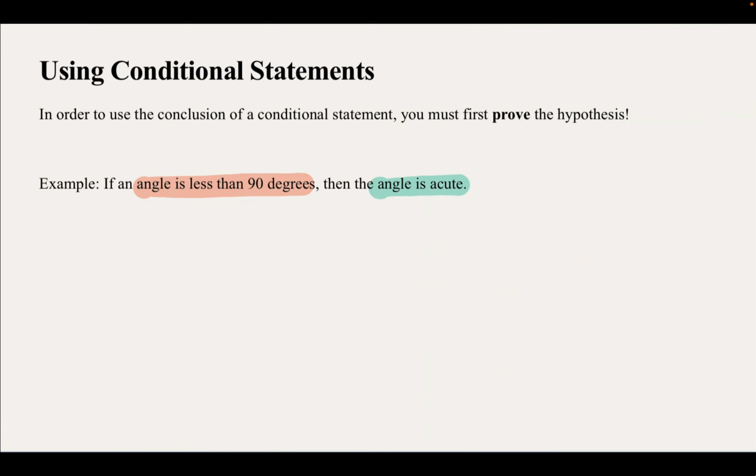Now, if I were to make the conclusion that the angle is acute, what has to be true? In order for me to say that the angle is acute, I have to first show that the angle is less than 90 degrees. So you cannot say the conclusion unless somewhere in your proof you say the angle is less than 90 degrees. If you're going to state the conclusion, you have to state your hypothesis somewhere previously in your proof.